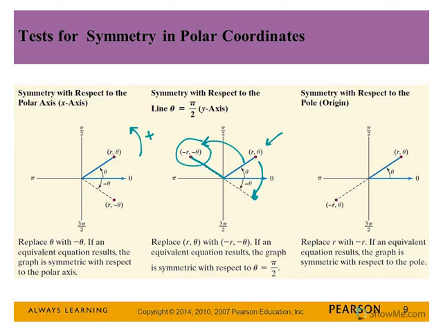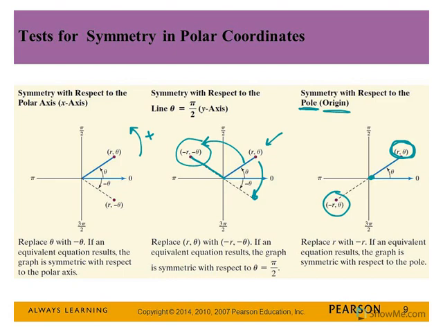The last test that we have is symmetry with respect to the pole, or the origin point, or 0, 0. If the point is r and theta, and it has to be symmetrical around this point, that means it has another image all the way here, and that's negative r and the same theta. So all you need to do is replace r with negative r. If an equivalent equation results, then the graph is symmetrical around the pole, or the origin point.